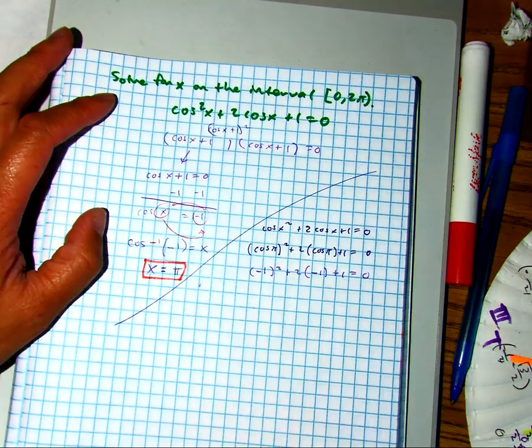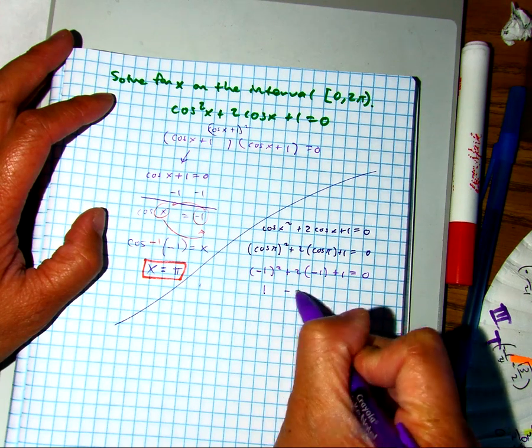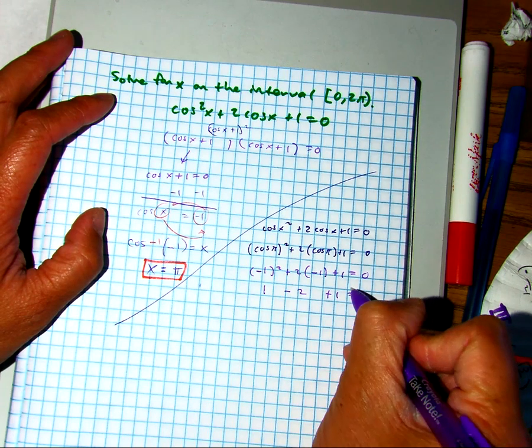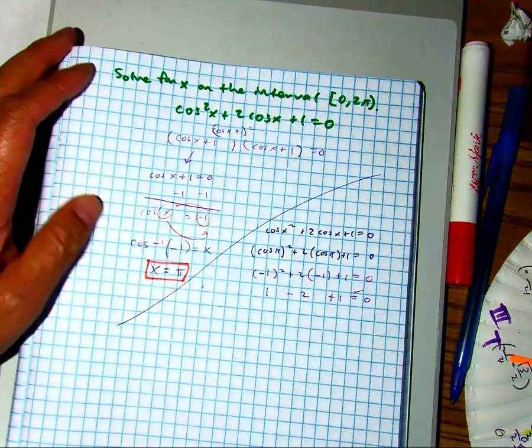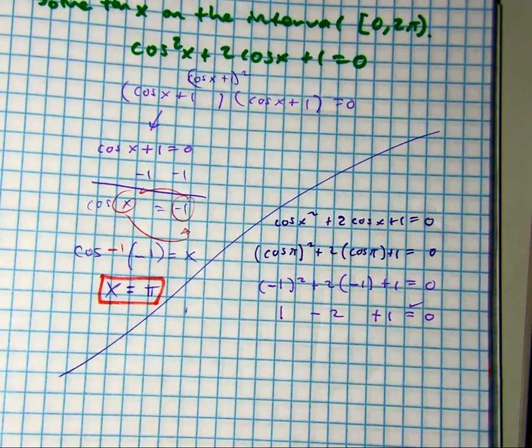-1 squared is 1. 2 times -1 is -2. 1 minus 2 is -1 plus 1 is 0. That means this is actually a solution. You can actually put it in and it will equal 0. So factor, set it equal to 0, look on your unit circle, and you have your answers.